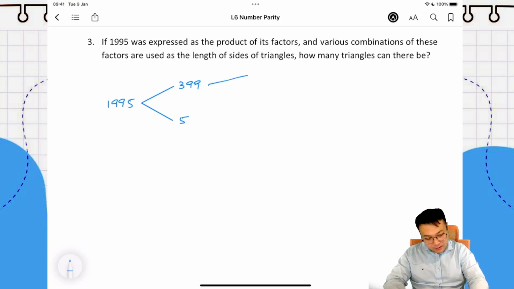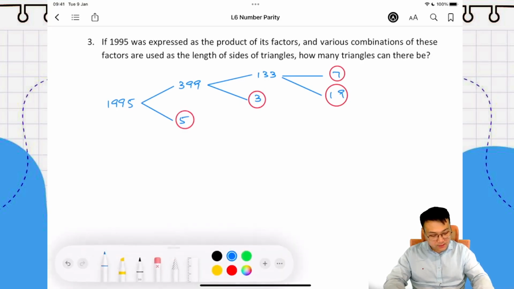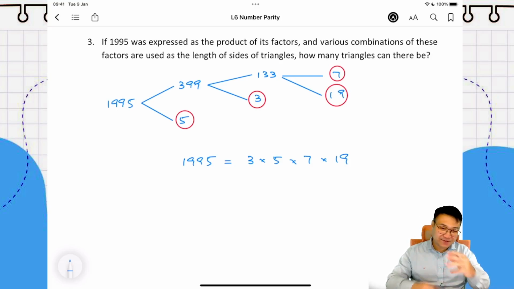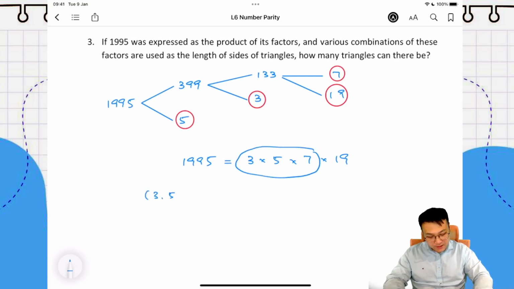Now let's further break down the number 399. Number 399 equals 133 times 3. Can we further break down the 133? Yes. 133 equals 7 times 19. Now we cannot break down any of these numbers. Let's circle all of them. They are all prime numbers. We have found the prime factors of 1995. So we can say 1995 equals 3 times 5 times 7 times 19. So students, we are going to make use of all these numbers, form some combination of them, and we can form the sides of triangles. For example, we can just take these three numbers, 3, 5, and 7.